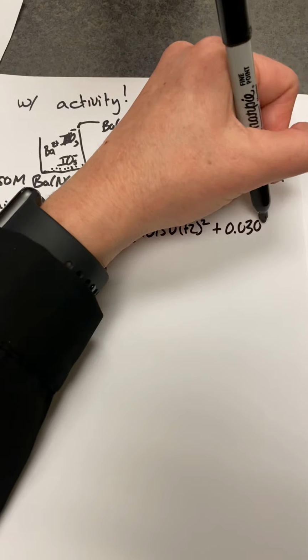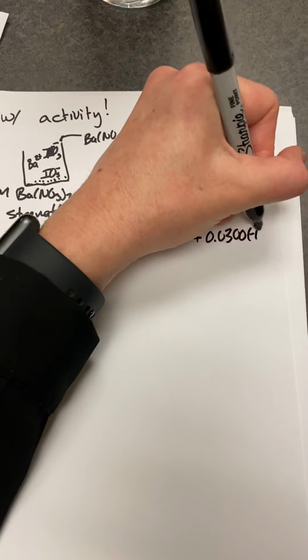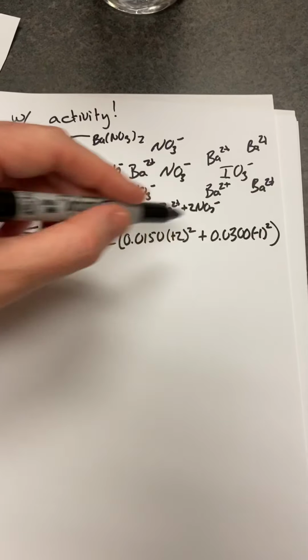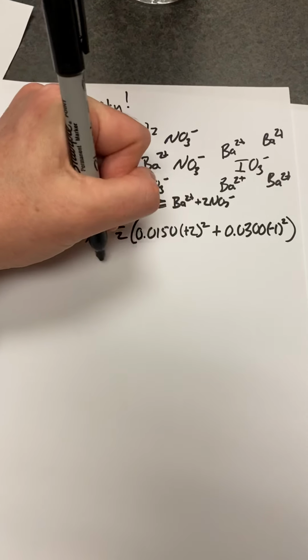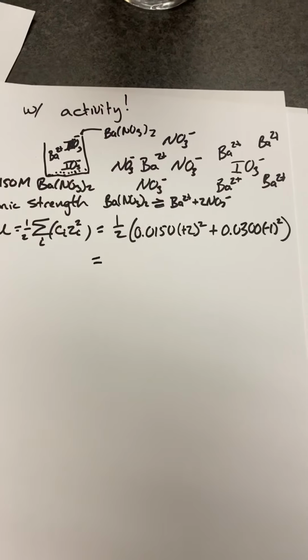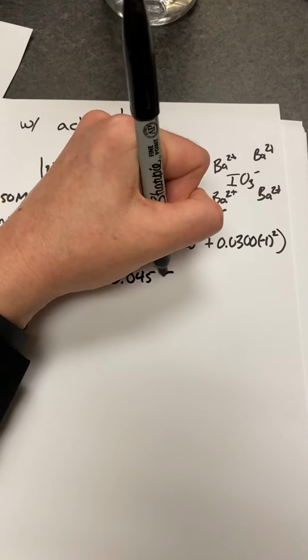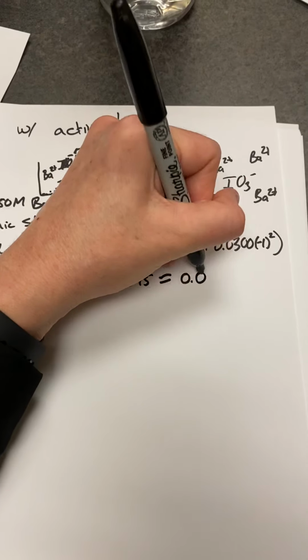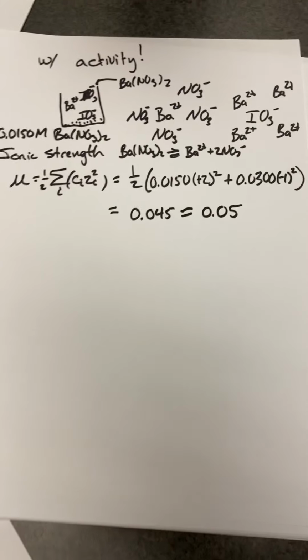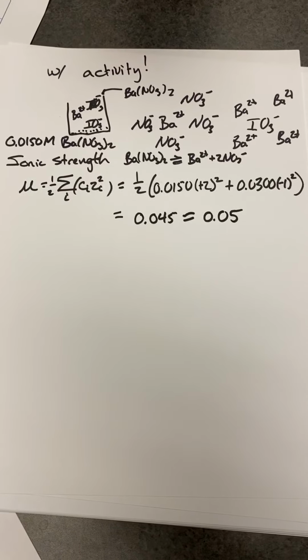So it's going to be 0.0300 times its charge, which is -1, squared. And all this in the parentheses equals, I think, 0.090. When we divide it by 2, because we multiply it by 1/2, we get an answer of 0.045, which will round to 1 sig fig as 0.05 mole per liter. And that ends up being our ionic strength.